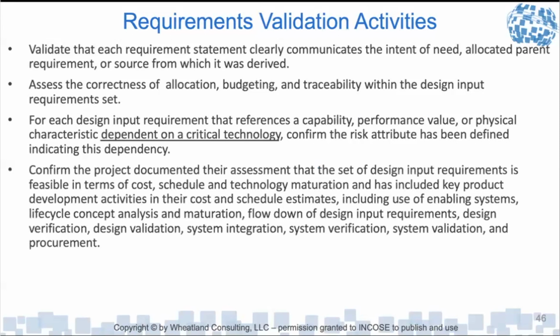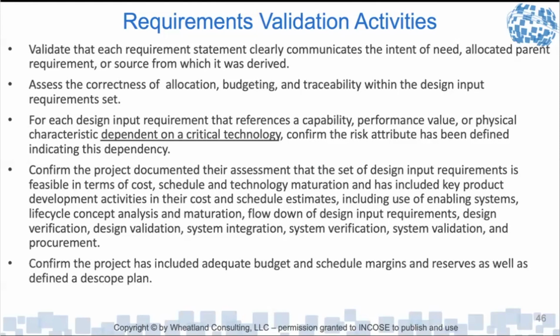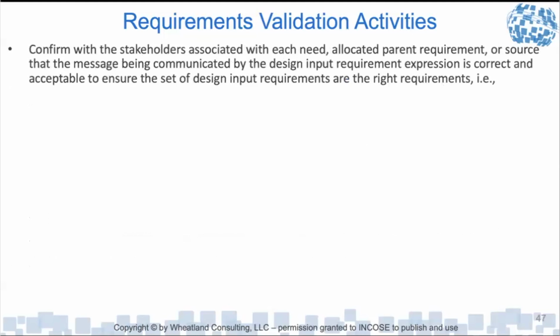And then you want to confirm the project documented their assessment that the design input requirements are feasible. They've talked about enabling systems. They've done the underlying analysis from which our requirements came. And confirm the project included adequate budget and schedule margin reserves, as well as defined a de-scope plan. It's a lot more than just writing requirements. As systems engineers, we have to take a more holistic view of both project and system engineering when we're assessing and baselining our requirements. Confirm stakeholders, and this is a big thing.